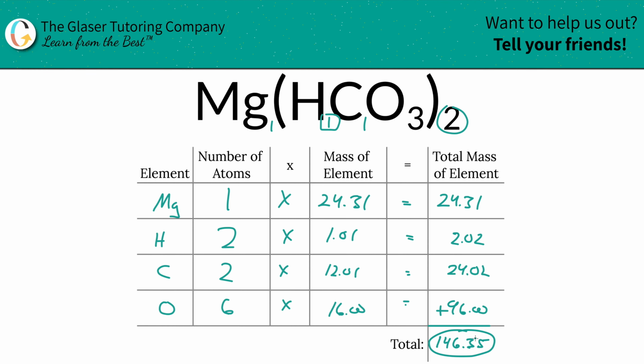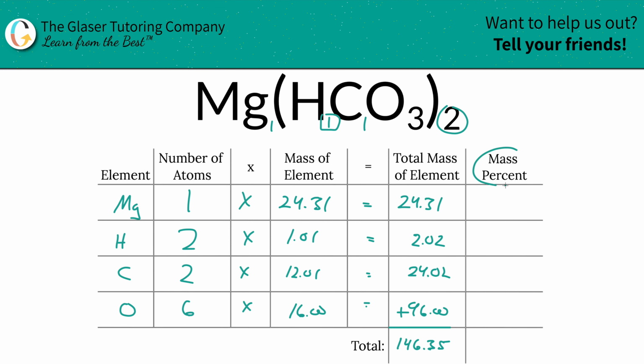Now that we have the total mass in hand, we're going to add a column to the table, and the percentages are now going to be easy as 3.14. Bam. So to now find the mass percent of magnesium, we're going to take the total amount of magnesium, which was 24.31, and then divide it by the total mass of the entire compound, 146.35. Hence why we had to find the total mass first. And then we're going to multiply it by 100.